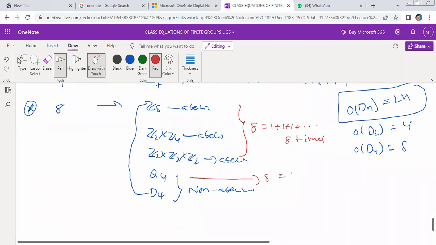Q4 order, just now we proved 1 plus 1, 2 plus 2 plus 2. Yes, this is the classification, because these two are non-abelian groups. So D4 is non-abelian, Q4 is also non-abelian. Therefore, these two have the same classification. So the classification of D4 is like this, and the classification of Q4 is also the same.